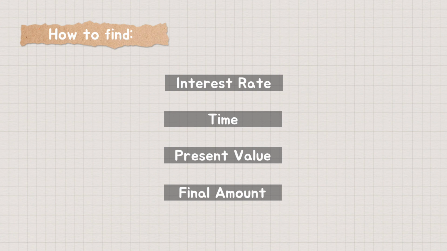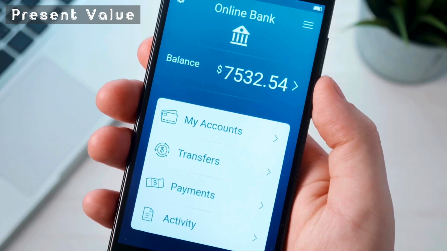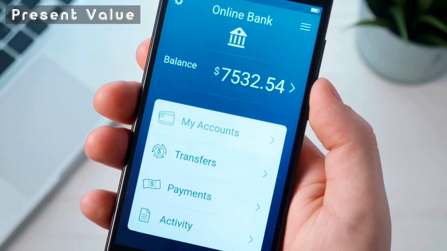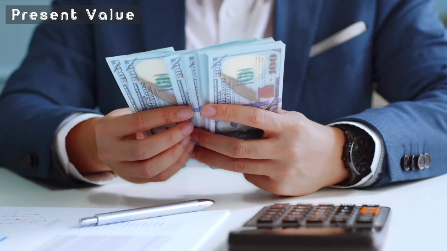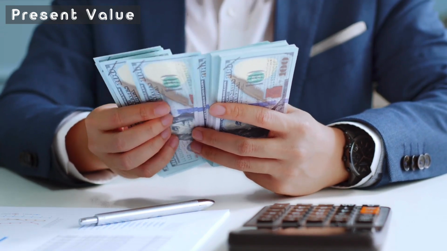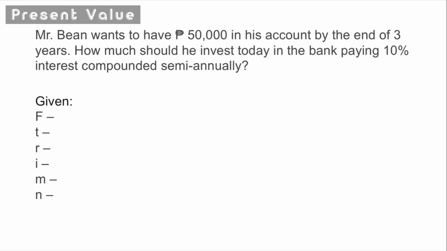Third, let's find out how to find the present value. Mr. Bean wants to have 50,000 pesos in his account by the end of 3 years. How much should he invest today in the bank, paying 10% interest compounded semi-annually? First, we need to identify the given numbers. Our given numbers are F is equal to 50,000, T is equal to 3 years, R is equal to 10%, which is 0.1 when we convert it to decimal.